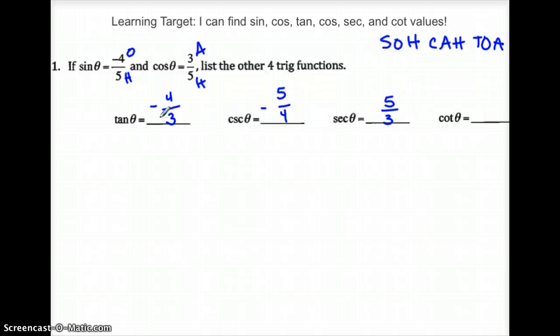And cotangent is just my tangent flipped, so negative 3/4. And that's it. I was able to find the rest of the 4 trig functions. Relatively easy. Okay.